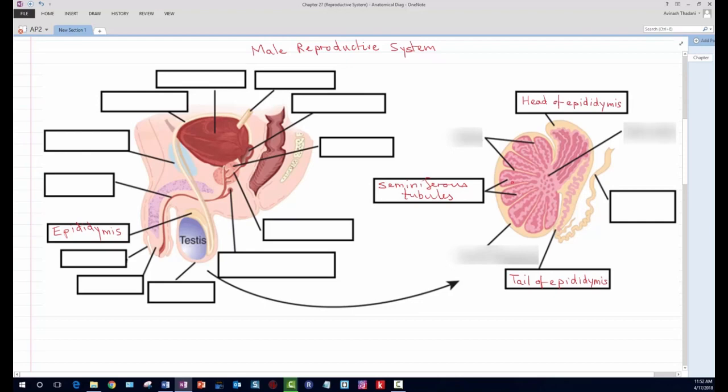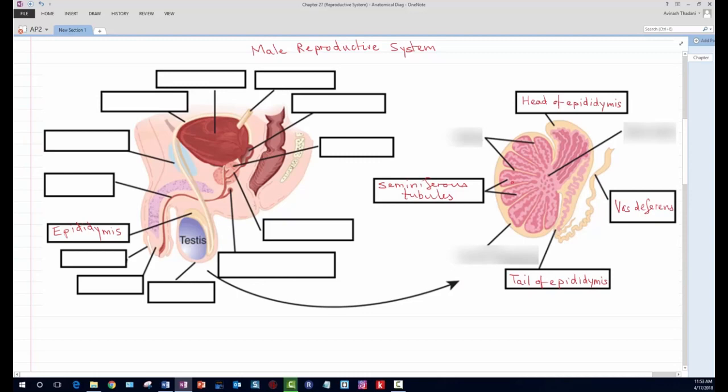It's not drawn to scale. There's many, it's very, very long and highly coiled, but spermatogenesis occurs in these seminiferous tubules, and ultimately the mature sperm is stored mainly in the epididymis, and then ultimately when ejaculation occurs, it's transported up this muscular tube called the vas deferens, which is part of the spermatic cord.